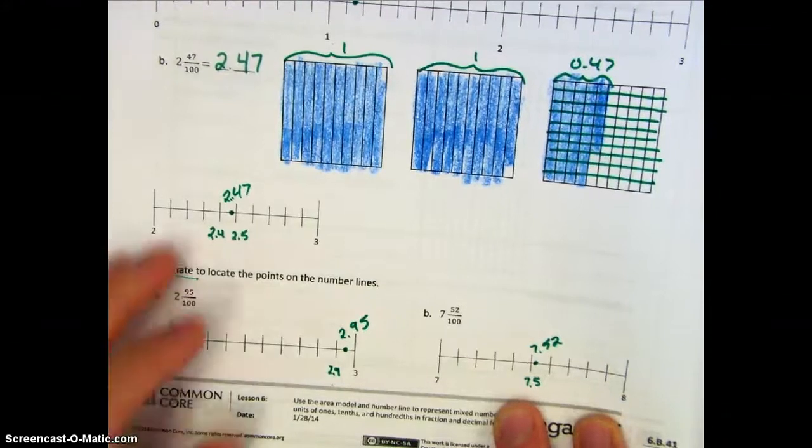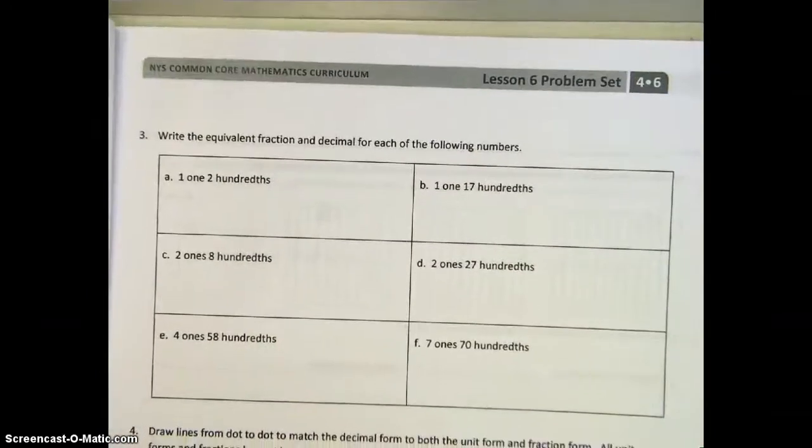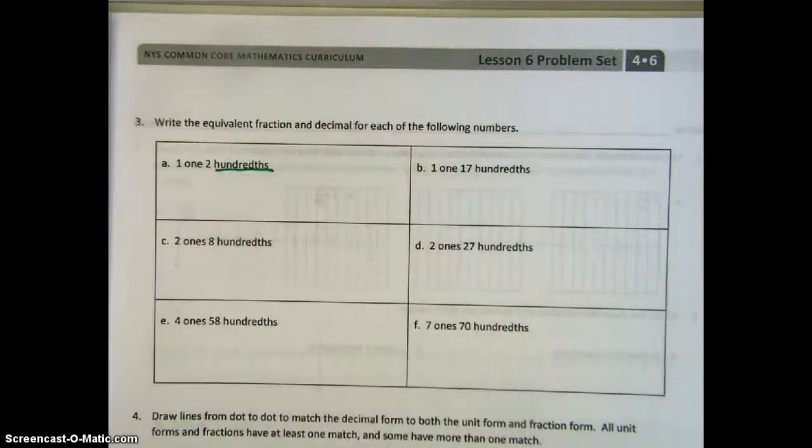Okay. All right, moving on to our next page here. We're going to write the equivalent fraction and decimal for each of the following numbers. So again, you see that we have 1 and 2 hundredths. Now this is where it gets very tricky. You need to make sure you're understanding the difference between the tenths place and the hundredths place.